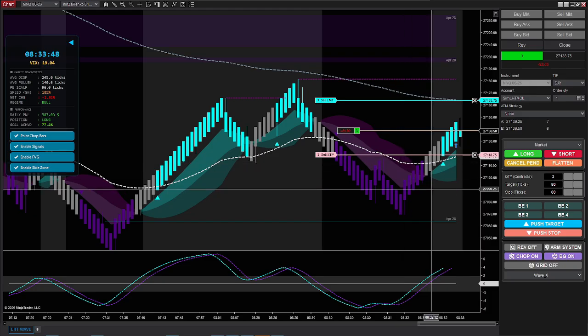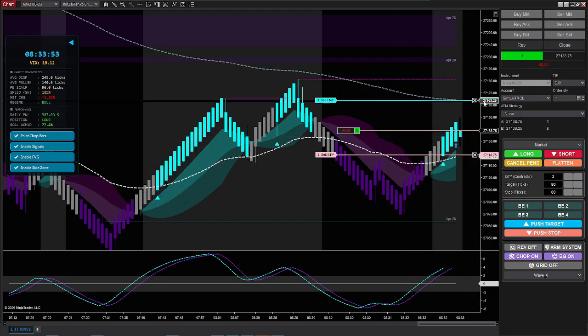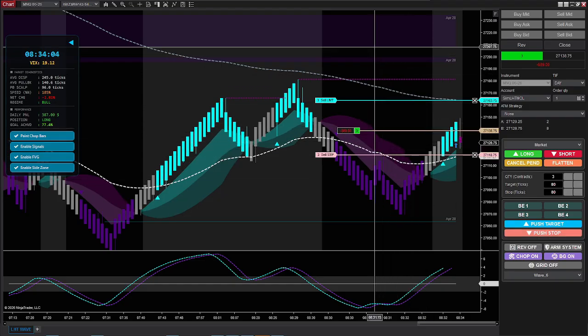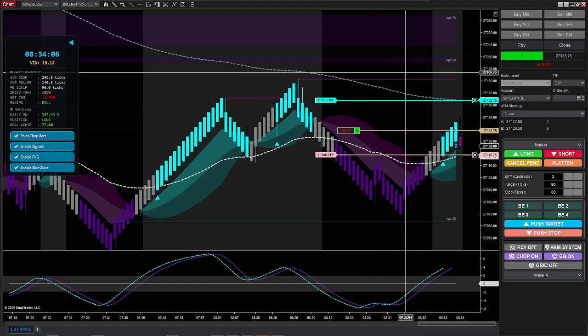Regarding management, we can simply move our stop whenever we want by hitting the break-even buttons or different break levels. By simply pressing push stop, the stop will move by a predefined number of ticks. In this case, I have it set to 20 ticks every time I press the push stop button.